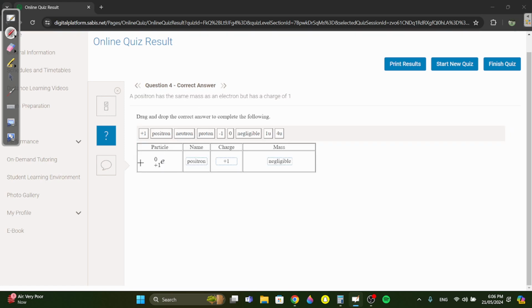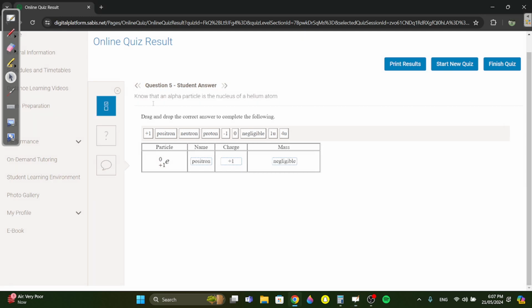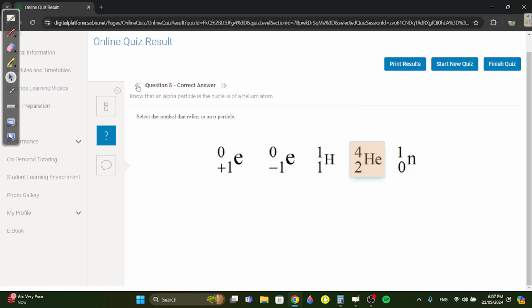Question four. What is this particle? Obviously, it's positive, so it's a positron, not an electron. The charge is +1, and the mass is not 0. If you put 0, you're going to get it wrong. The mass of any beta particle, which are the electrons and the positrons, is negligible, not 0.